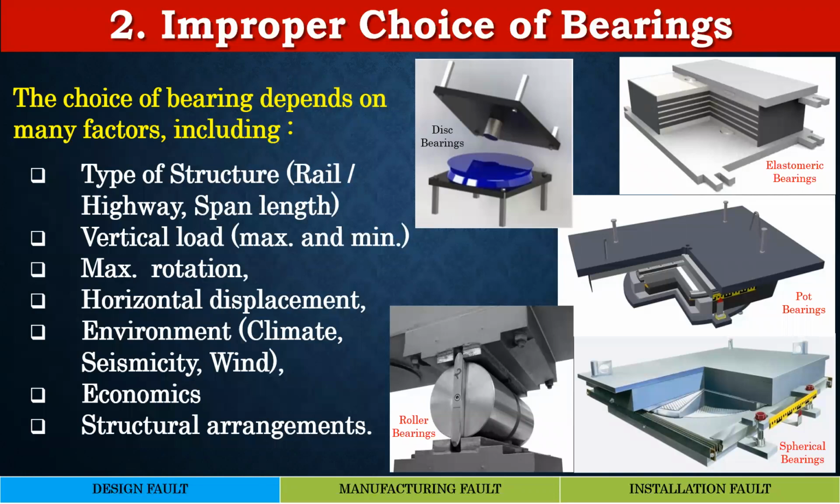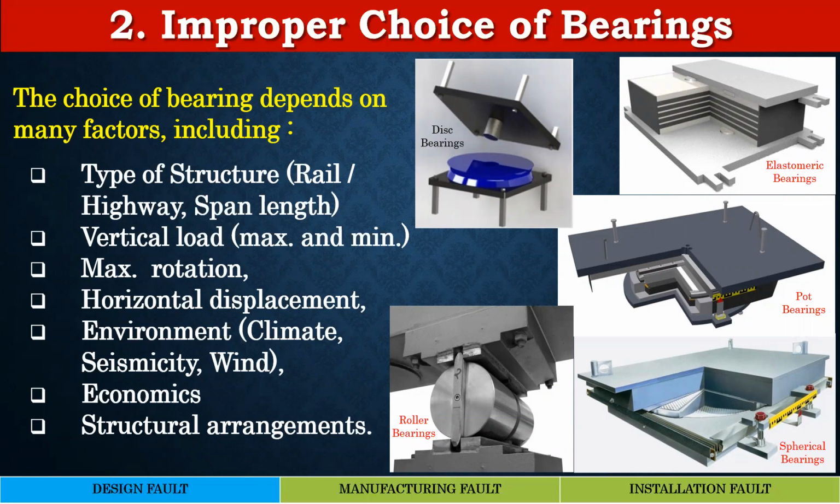The choice of bearing depends on many factors, like the type of structure, whether it is a highway or the railway, what is the total magnitude of vertical load, maximum and minimum, what is the maximum rotation, what is the horizontal displacement, environment, economics, and structural arrangement.